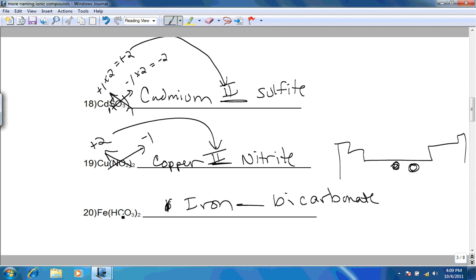Okay, notice that HCO3 is in parentheses here. So that's a plus 2 here and a minus 1. If we look at bicarbonate, it's supposed to be a minus 1, so we don't have to do anything else. We can just determine that iron is a plus 2 charge, so it's going to have a Roman numeral 2. Iron 2 bicarbonate.